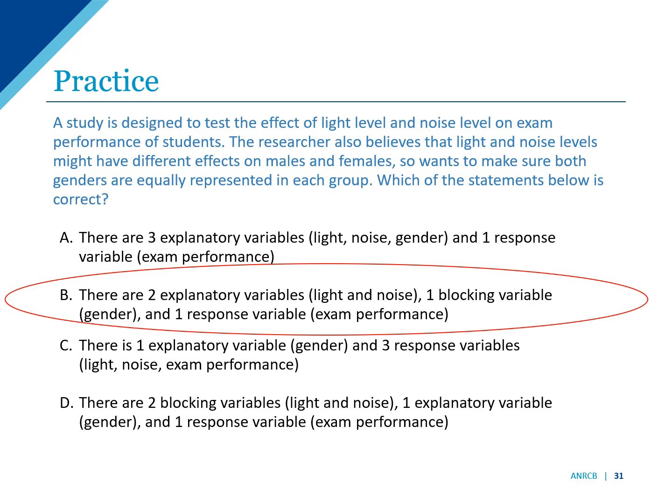You'll see that there are 2 explanatory variables, light and noise, 1 blocking variable, which is gender, and one response variable, exam performance.